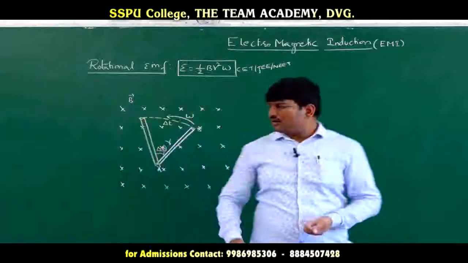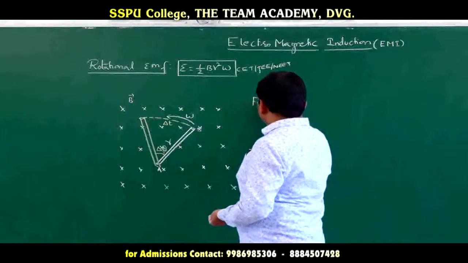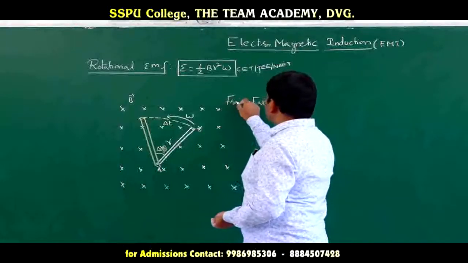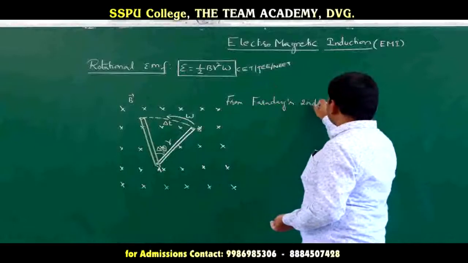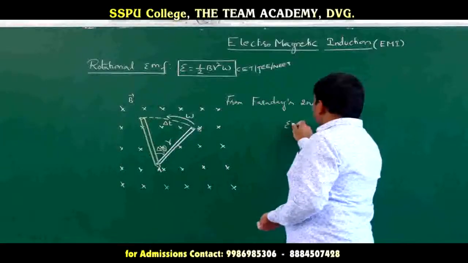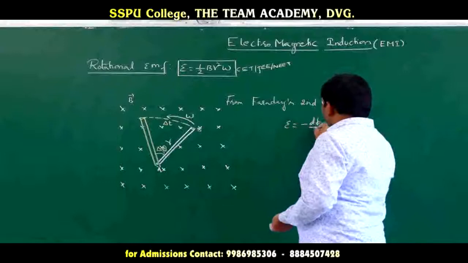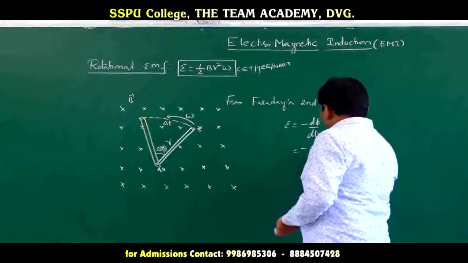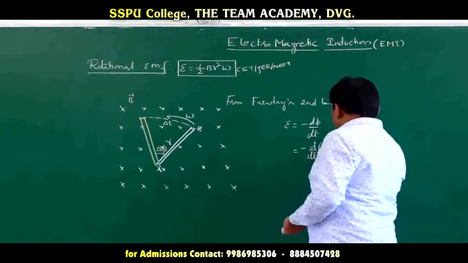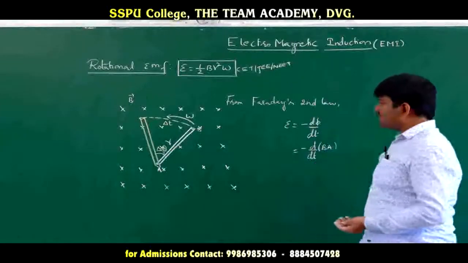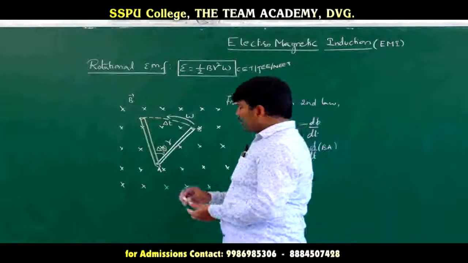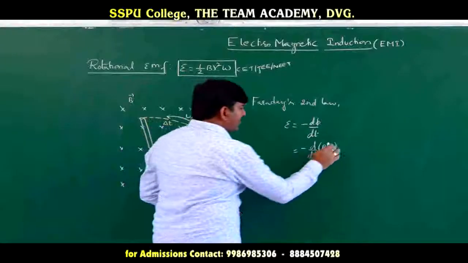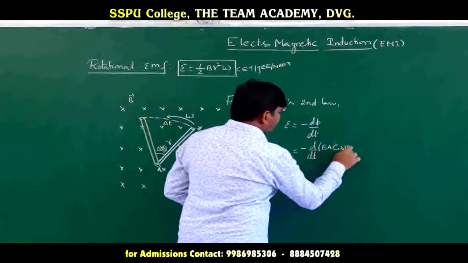From the basic idea, that is from Faraday's second law, what I can say? From Faraday's second law, induced EMF is nothing but what? E is equal to minus d phi by dt. But here phi is nothing but B into A. Here angle between B and A is how much? B and A is 180 degrees. B is into the board, area vector is outward, therefore 180 degrees. Therefore I can take it as cos 180.